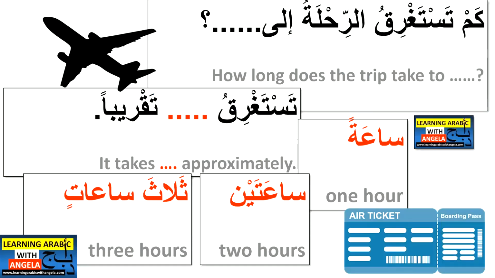Now to ask about the duration of the journey or the flight. رحلة literally means a journey. So we're going to use verb استغرق. كم تستغرق? How long does it take? كم تستغرق الرحلة إلى, let's say, إلى بيروت. كم تستغرق الرحلة إلى بيروت.